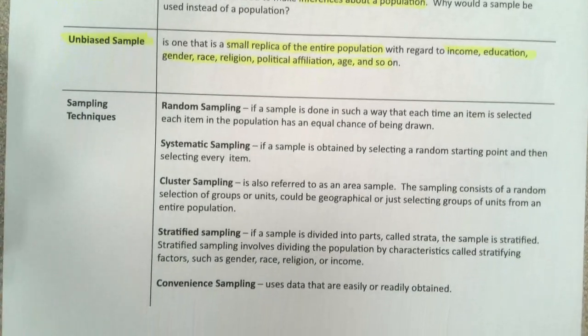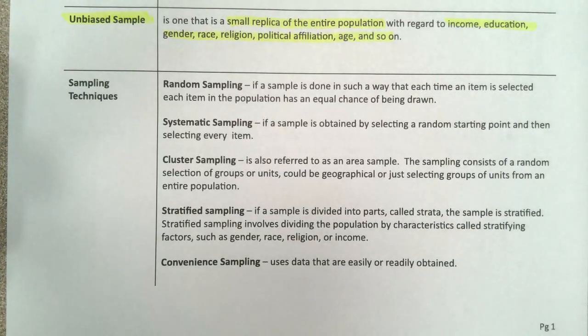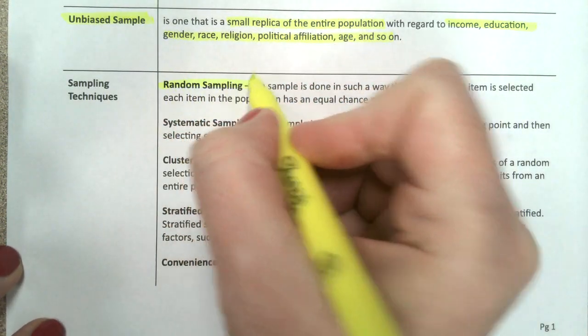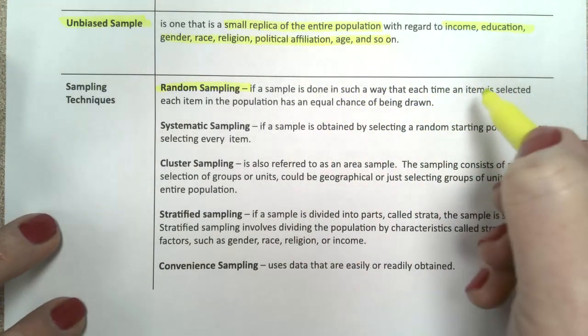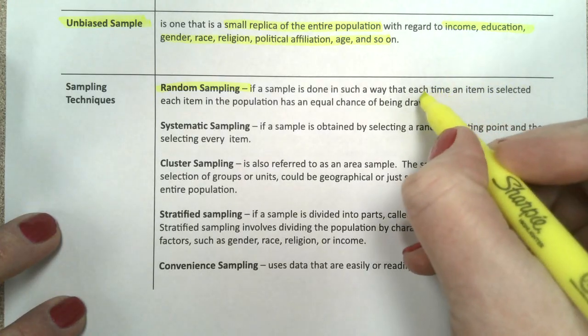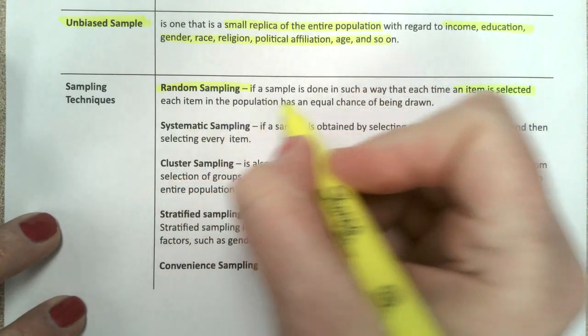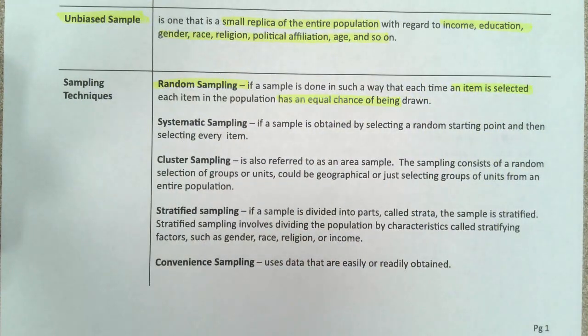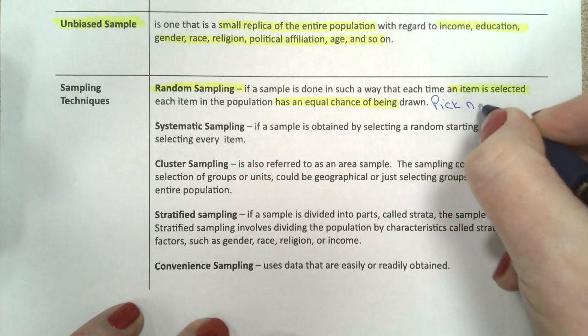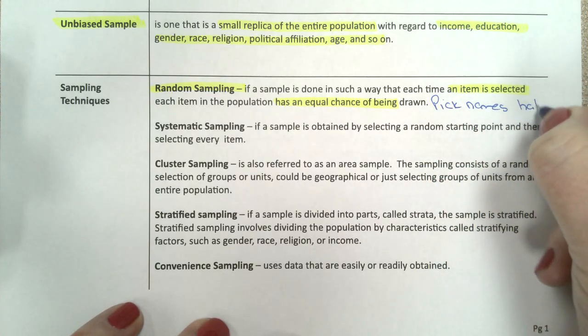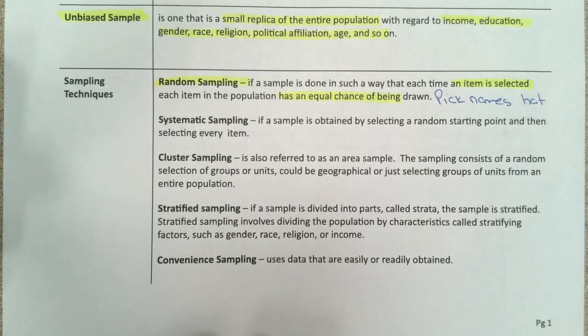So we have 5 different sampling techniques that we're going to utilize. Random sampling is like drawing names out of a hat. It is done in such a way that each item has an equal chance of being drawn. Maybe we're going to do it electronically, and you're going to assign every person in your class a number, and you're going to use the random number generator on your calculator.